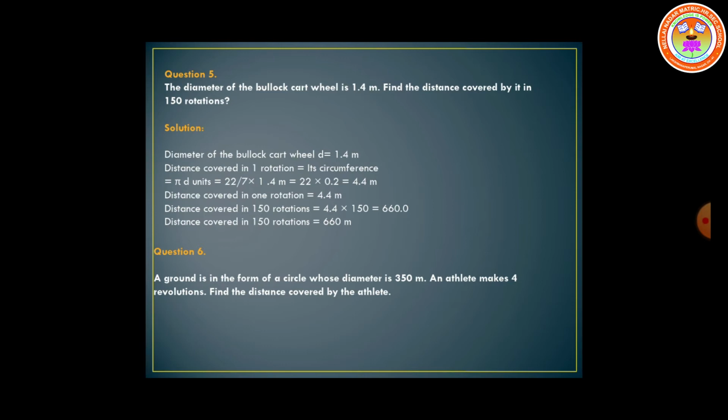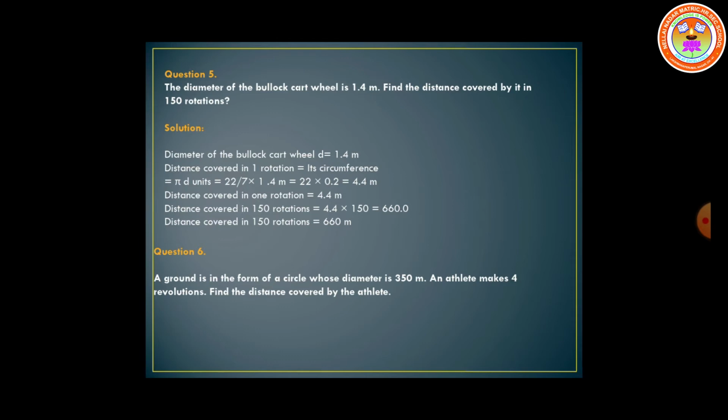A ground in the form of a circle whose diameter is 350 meter and an athlete makes 4 revolutions. Find the distance covered by the athlete. So what is given in the problem? The circular form of a ground is there. The diameter is 350 meter. One athlete makes 4 revolutions. Find the distance covered by the athlete.